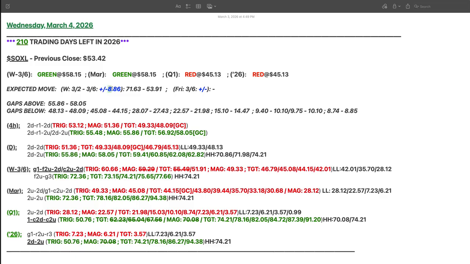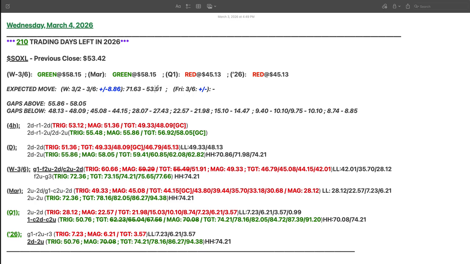We know that the week's expected move for this week was $8.86 from the close on Friday, giving us an expected range of 71.63 to 53.91. Obviously, we are below that bottom end, which is fine. The market maker's expected move is right about 70% of the time. The other 30% of the time, price does go past those expectations, and this just happens to be one of those times. So not the end of the world.